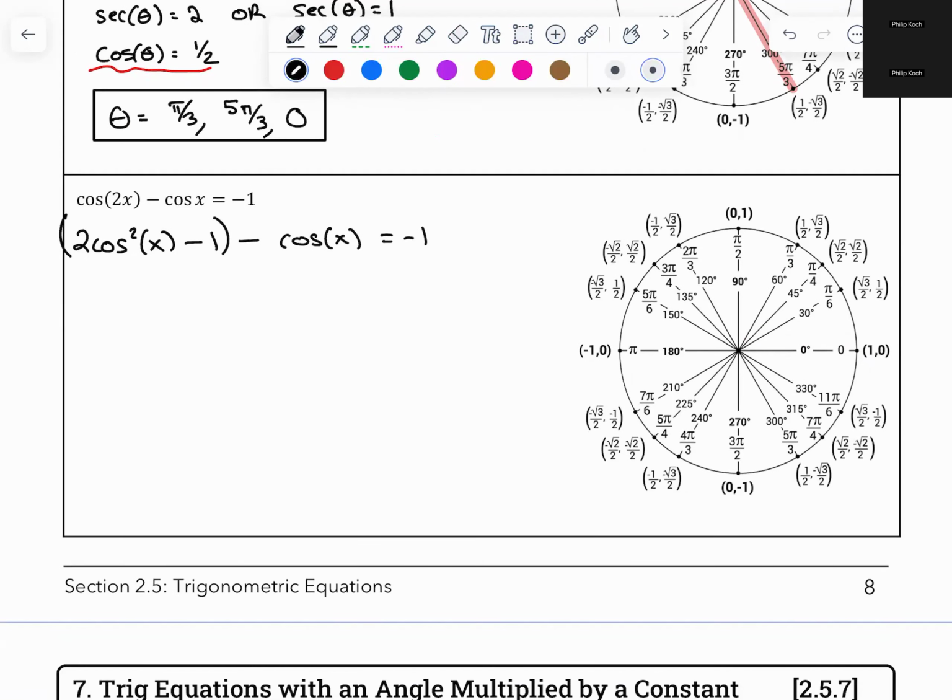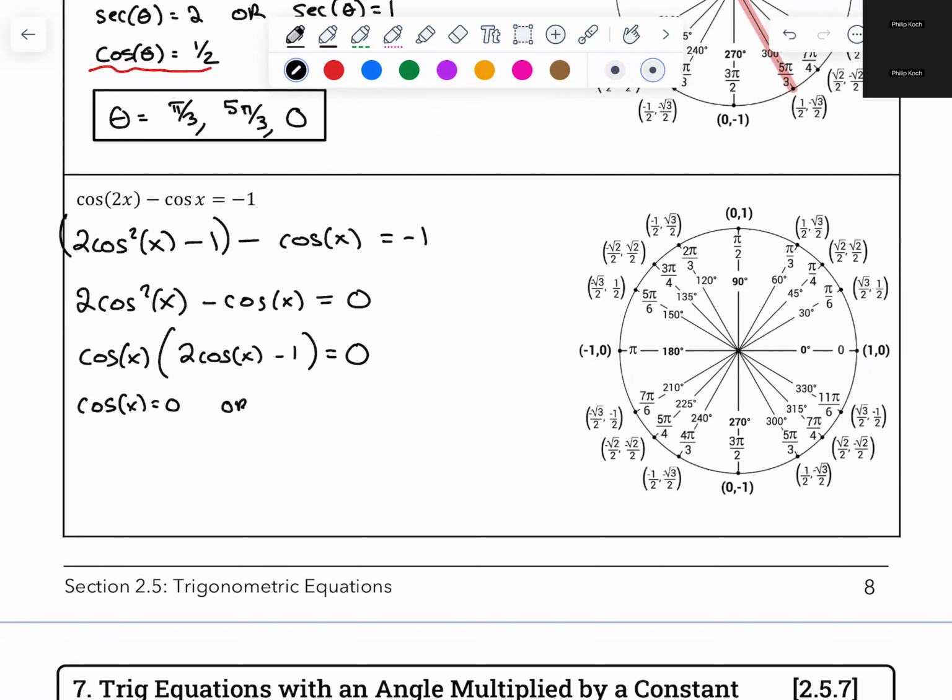Anyways, let's simplify. Just like any polynomial equation, we would get everything to one side. We get 2 cosine squared of x minus cosine of x. And then we've got a -1, but then we're going to add 1 to both sides, so it's going to cancel out. And that thing factors nicely. There's a common factor, cosine of x, so we can factor that out front. Cosine of x times 2 cosine of x minus 1 is equal to 0. That gives us either cosine of x equals 0 or cosine of x equals 1/2.